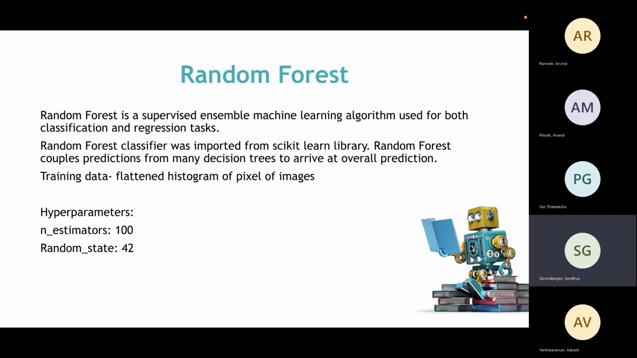The next model that we implemented was the random forest. This is an ensemble machine learning algorithm, which can be used for both classification and regression tasks. We imported the random forest classifier from the scikit-learn library. For this, the training data was flattened histogram of pixel images. Here, the hyperparameters were: we used the number of estimators as 100 and the random state as 42. 42 was used so that the outcome is uniform throughout, depending on the number of iterations we use.